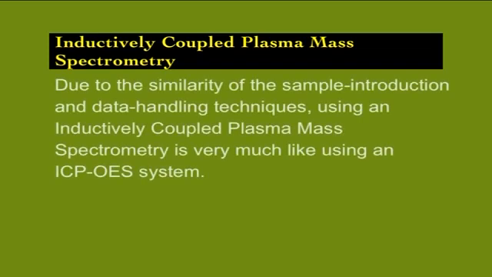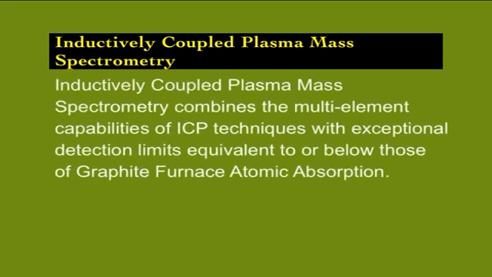Due to the similarity of the sample introduction and data handling techniques, using an inductively coupled plasma mass spectrometry is very much like using an ICP OES system. Inductively coupled plasma mass spectrometry combines the multiple elements capabilities of ICP techniques with exceptional detection limits equivalent to or below those of graphite furnace atomic absorption.